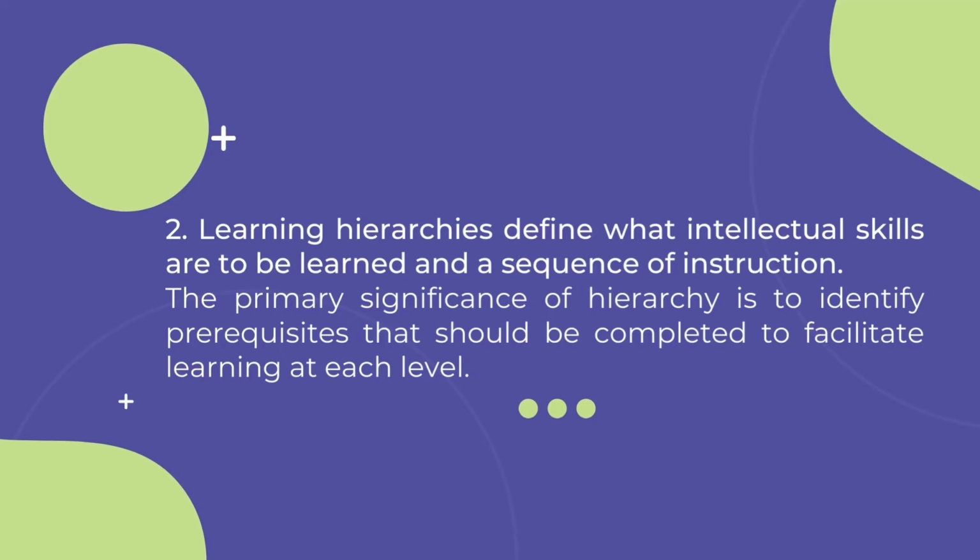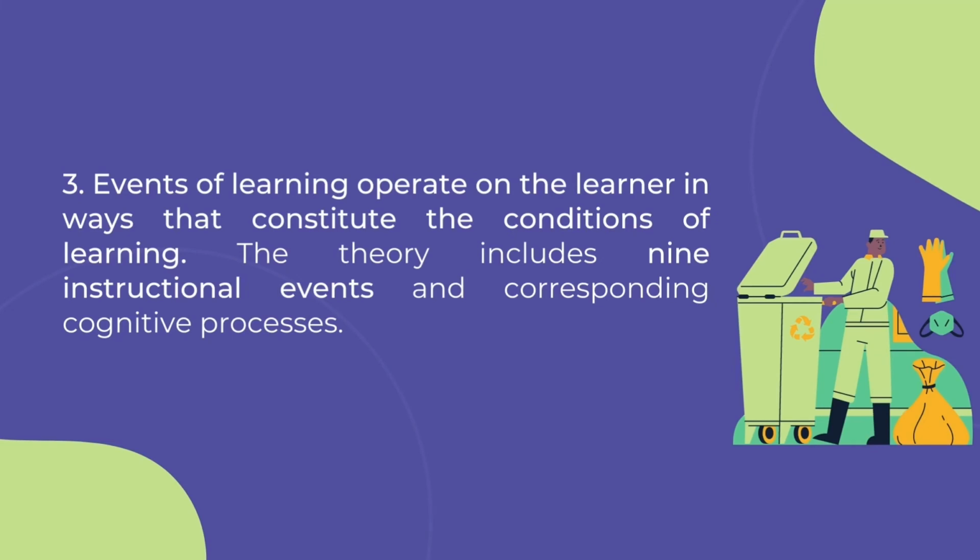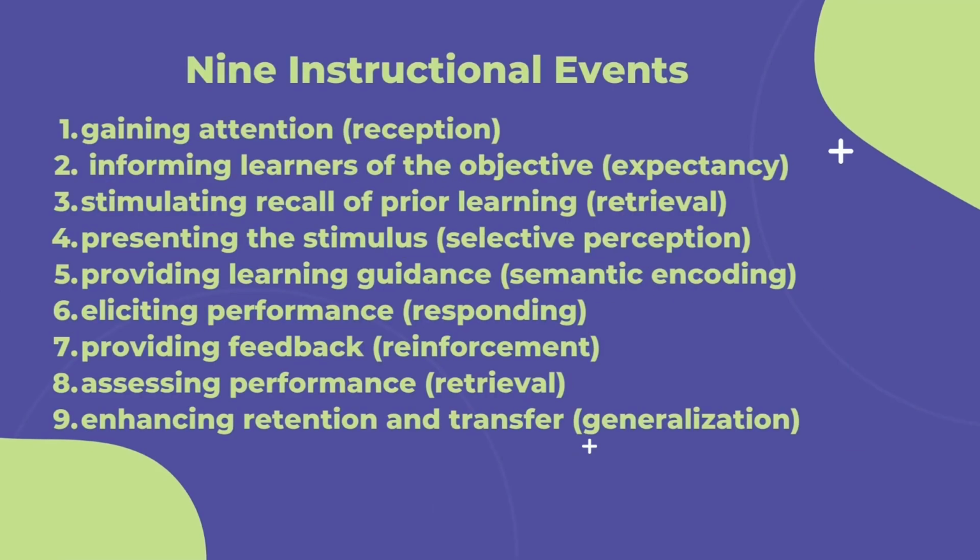It is stated that events of learning operate on the learner in ways that constitute the conditions of learning. Events should satisfy or provide the necessary conditions for learning and serve as the basis for designing instruction and selecting appropriate media. The theory includes 9 instructional events and corresponding cognitive processes. Now let's talk about the 9 instructional events.